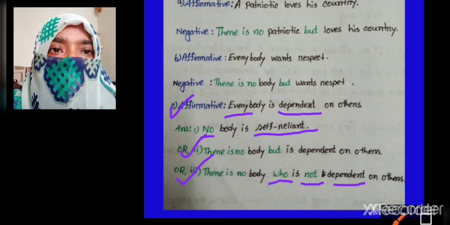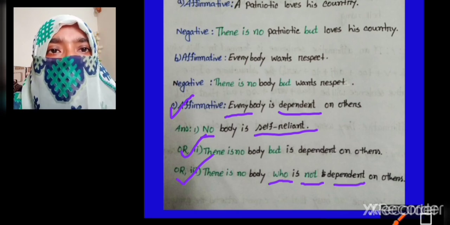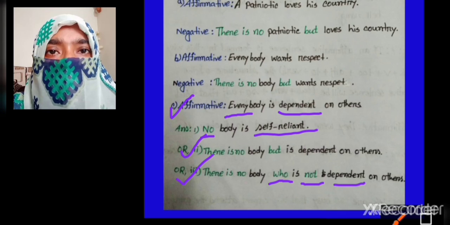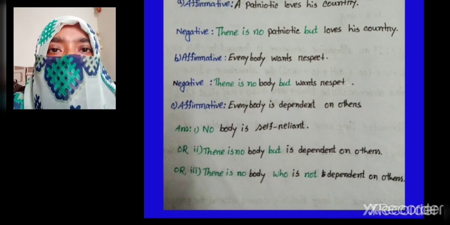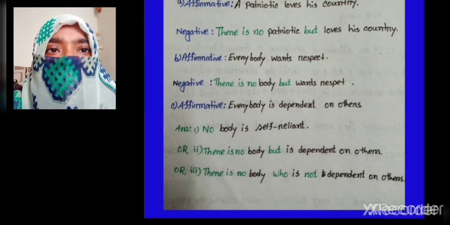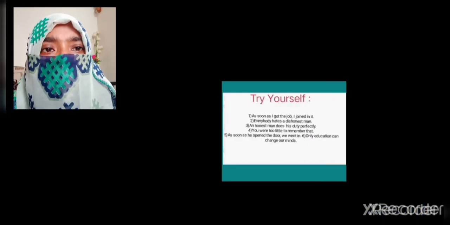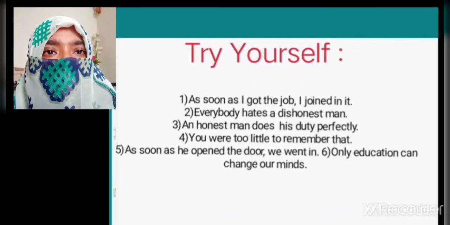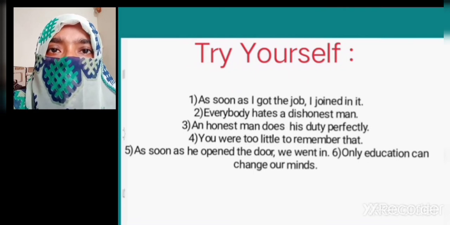So dear students, I think you have understood the 3 rules and you will try this at your home. So before finishing this class, I am giving you some text. I hope all of you will do this at your home. Today is the end of this class.